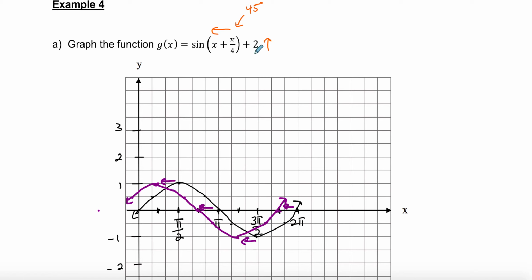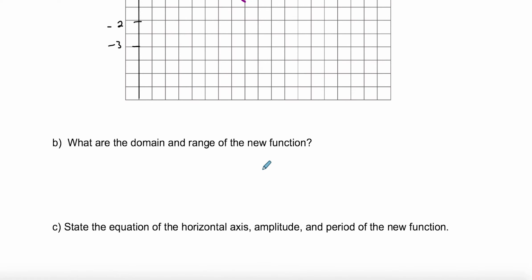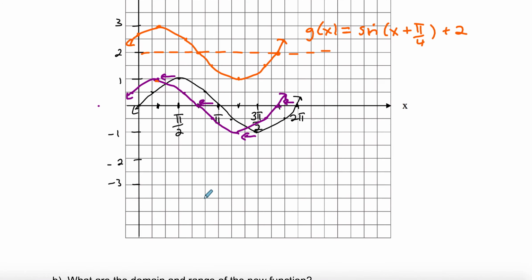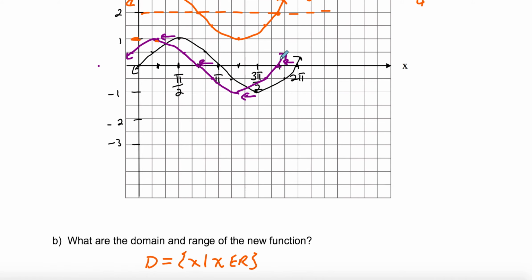And then what we need to do is take that function that we've sketched here in purple and we're going to move it up 2 units. And that would be the graph of our new function. So what are the domain and range? Again, the domain is going to just go in both directions horizontally, so x such that x is an element of all real numbers. The range, this time, the set of y such that we are going in between 1 and 3. So the range is anywhere in between 1 and 3.